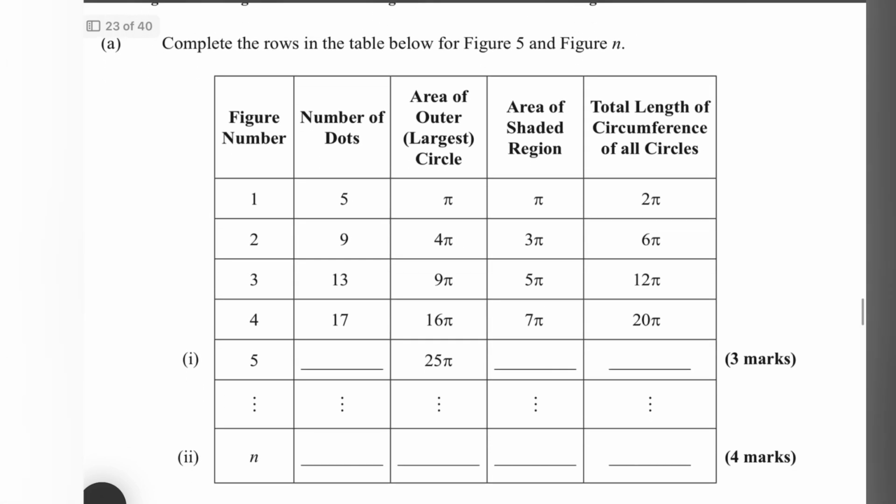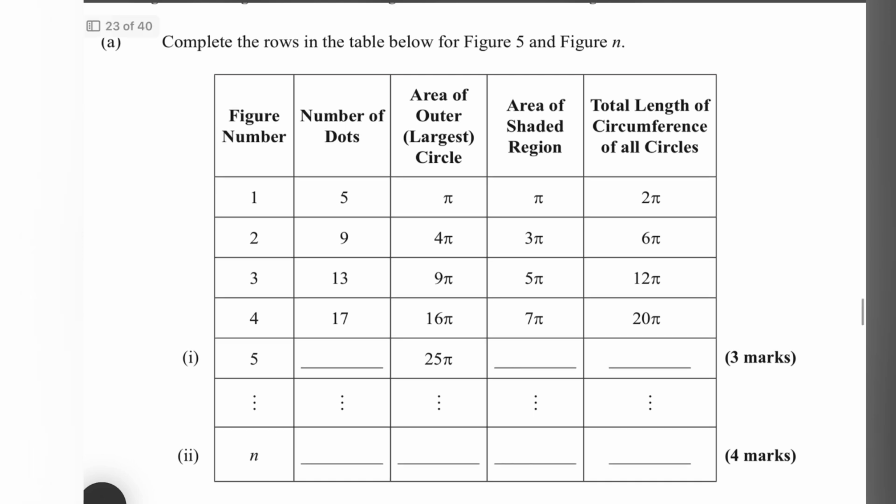Whenever you're looking at an investigation question, you first need to look at the rows and columns to make sense of what is being described in the table. Here you have your figure number, 1, 2, 3, all the way to n, and then you have the number of dots in each figure, the area of the outer largest circle, the area of the shaded region, and the total length of circumference of all circles.